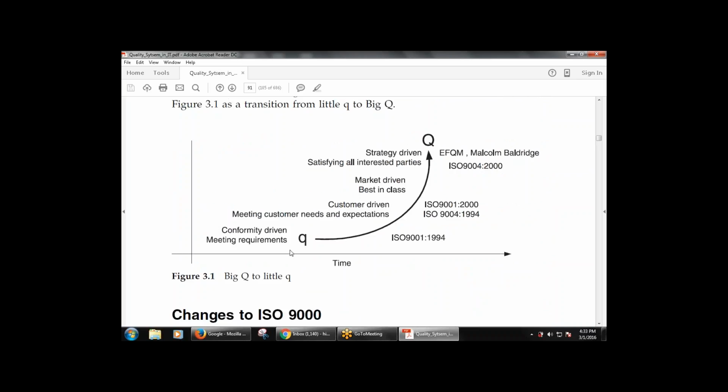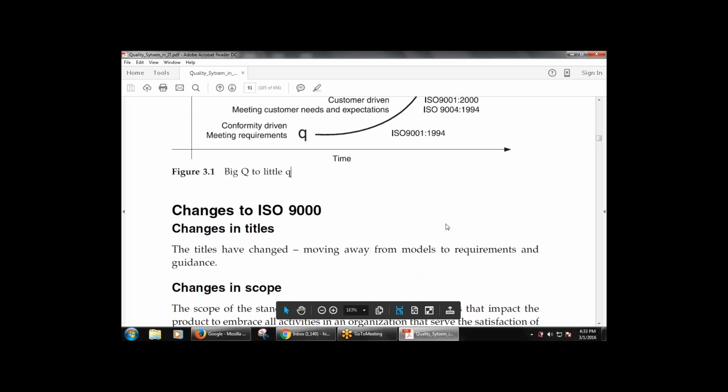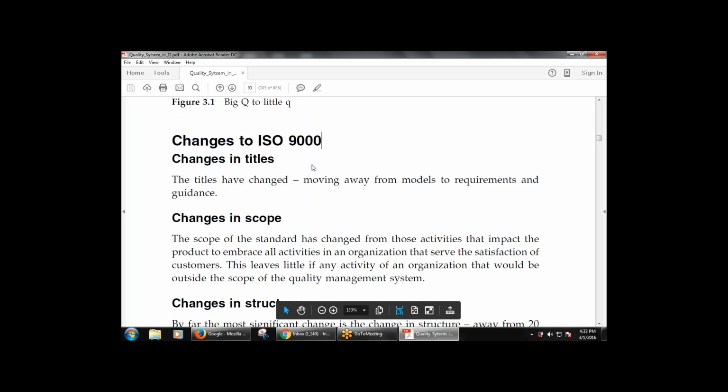Now this is the diagram, from big Q to little q. That means this is a big Q, a strategy used for satisfying the interested parties. EFQM, and the Malcolm Baldrige. Then there is market driven, best in the class. Then ISO 9001, 2000, 9004, 1994. Now, what are the various changes to the ISO 9000?